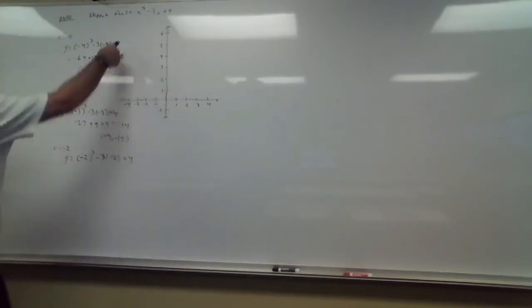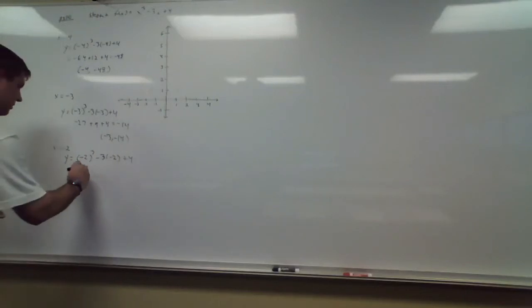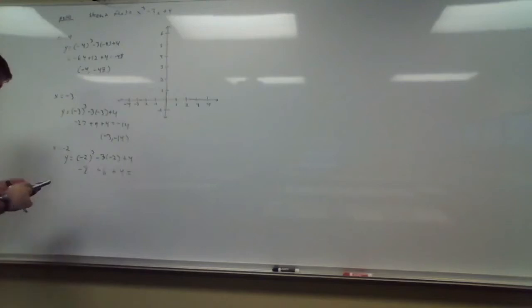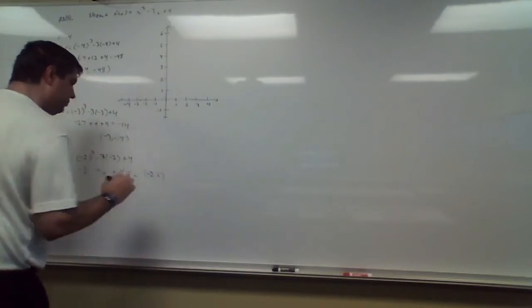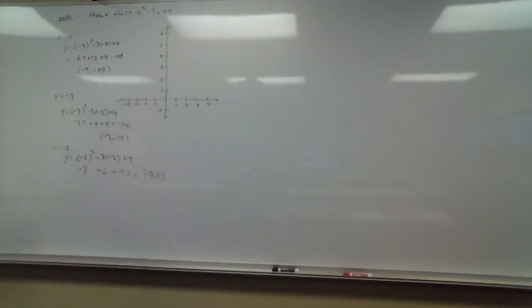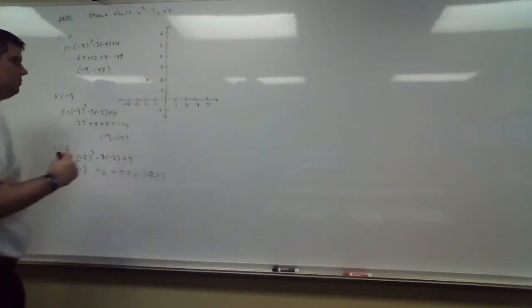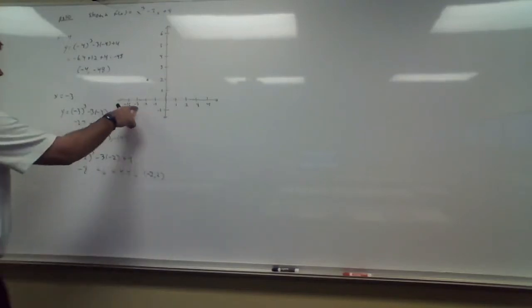So everywhere where I see an X, I stick in a negative 2. That's negative 8. That's 6. That's plus 4. So negative 8 plus 6 plus 4 is 2. So that's negative 2, 2. Okay, if you want, you can plot it at this time. Negative 2, 2. All right, so negative 4, negative 3, negative 2.